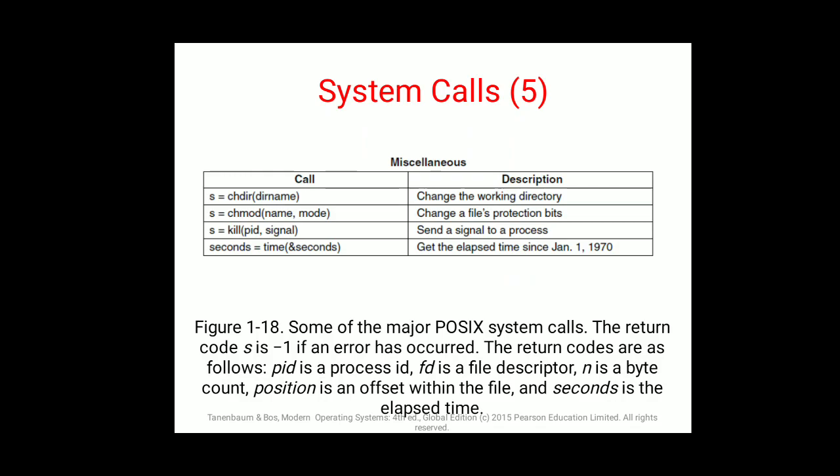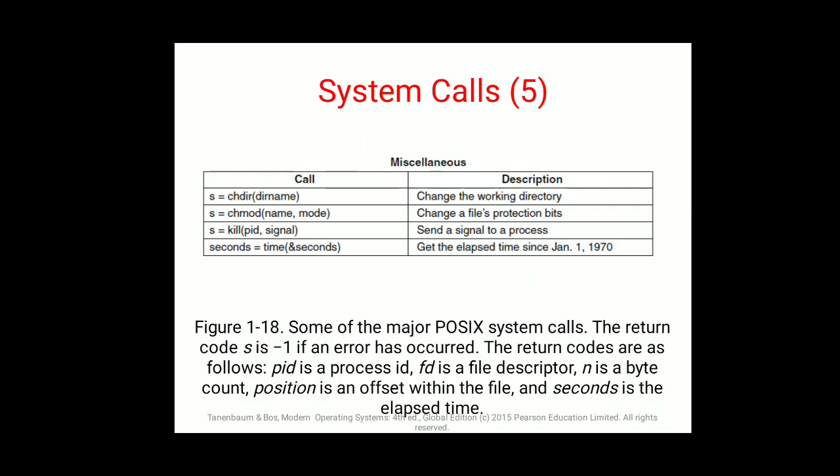Then the next is chmod, change mode. It changes a file's protection bits. It can be in read mode, write mode, or execute mode. There are n number of modes. If I want to go in only read mode, because I do not want to make any changes in the data, at that time I can use chmod, write the name of the particular folder or directory, and change the mode of that directory.